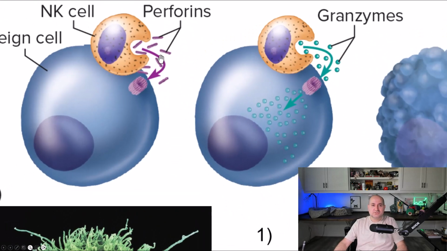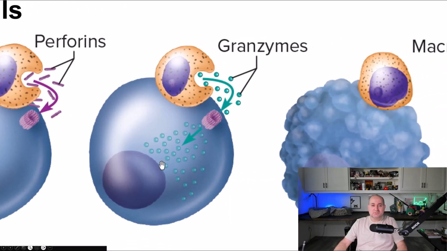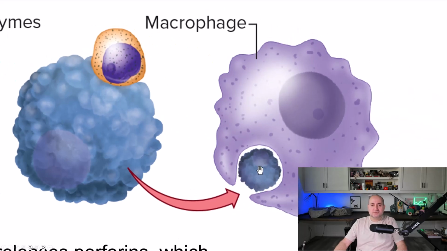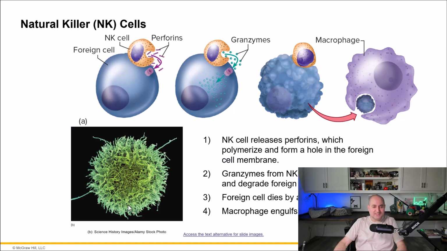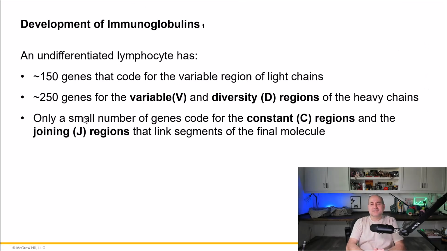Natural killer cells release perforins, which poke holes in the membrane of the cell, and then granzymes, which trigger apoptosis, which means programmed cell death, and then the cell dies. Once the cell is destroyed, the cell will get phagocytosed by a phagocytic white blood cell, such as a macrophage, for cleanup. And in fact, this is a neat little picture. It's an actual image with a scanning electron microscope of an actual natural killer cell. Isn't that neat?